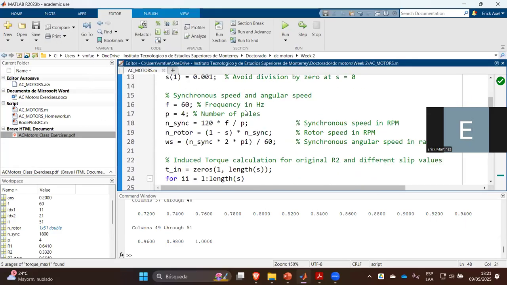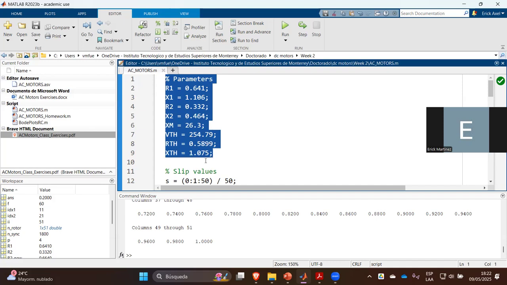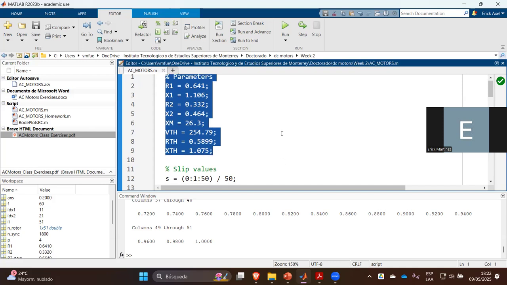So here in MATLAB, I have the following values. I have R1, the resistance that was given by the problem. This is X1, this is R2, this is X2, this is the magnetic reactance. This is the Thevenin voltage that we computed previously. This is the real part of the Thevenin resistance, and this is the imaginary part of the Thevenin impedance. I am basically writing the values and assigning each value to a variable.